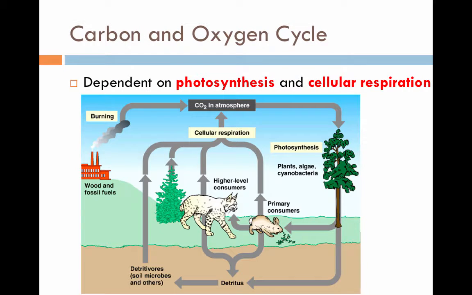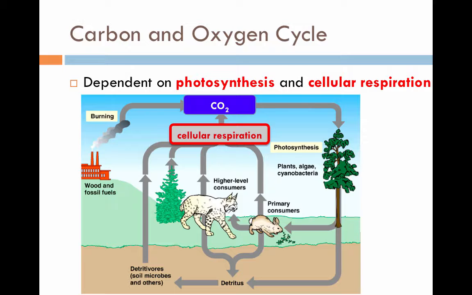The final cycle is the carbon and oxygen cycle, which is entirely dependent on photosynthesis and cellular respiration. There is a ton of cellular respiration going on. Remember, every single organism does cellular respiration. All plants, all animals, in their mitochondria, they breathe out CO2. CO2 goes into the air. We have tons of CO2 in the air.